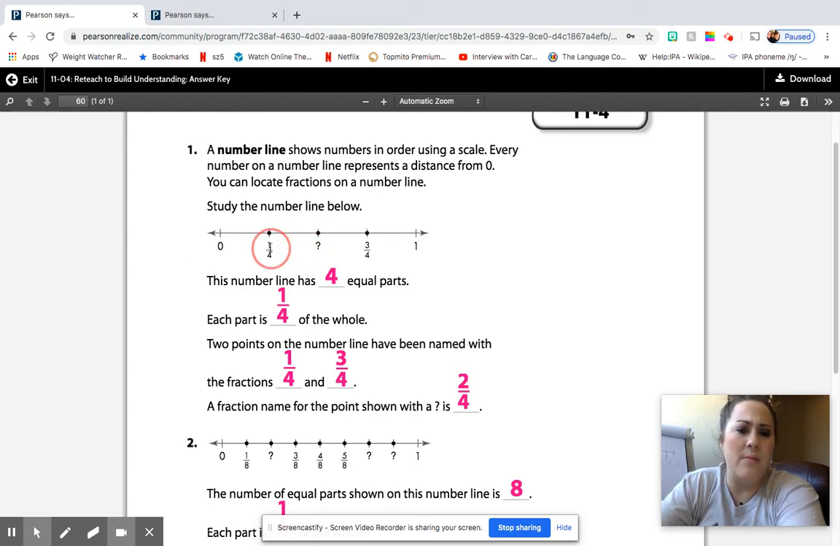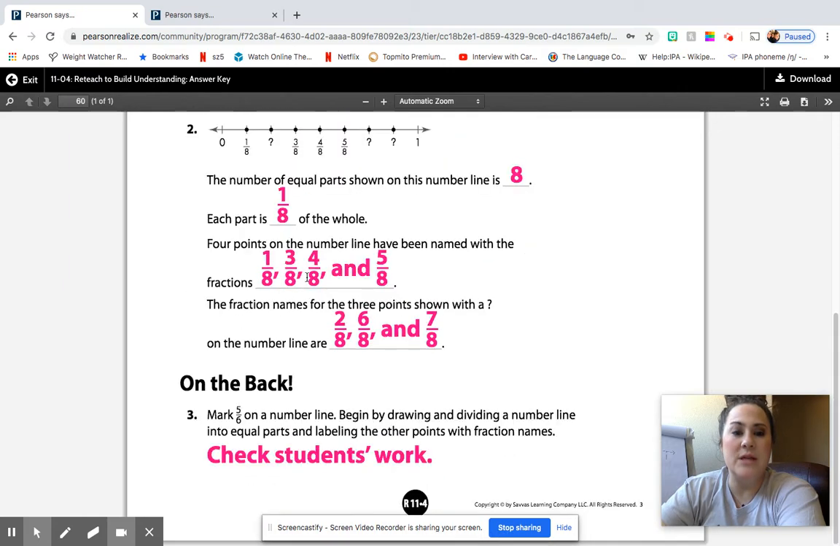We go from 1/4 to 3/4. What do you think would go here? It would be 2/4. 4 is the denominator because that's how many equal parts our number line is divided into. And then 2 is the numerator because that's how many times we moved. 1, 2.